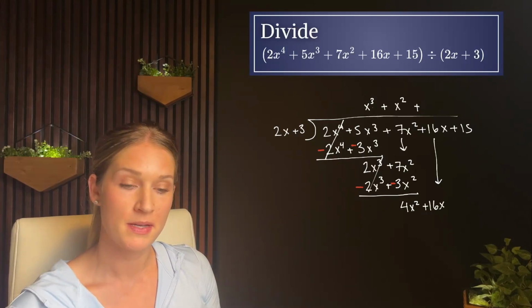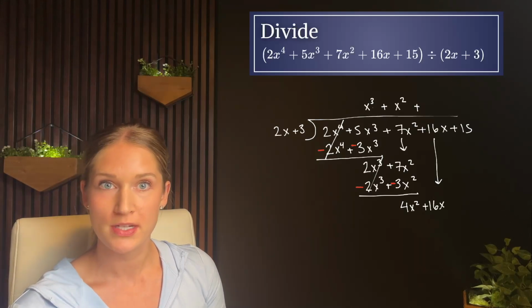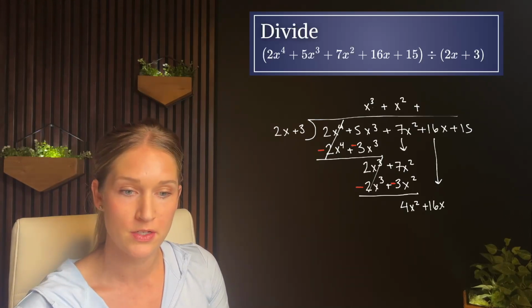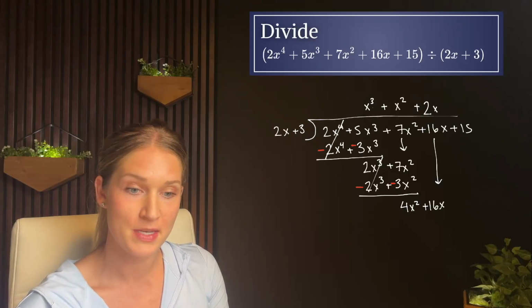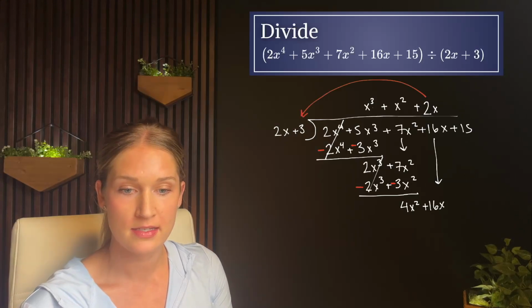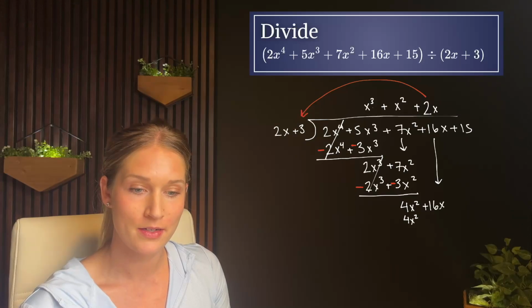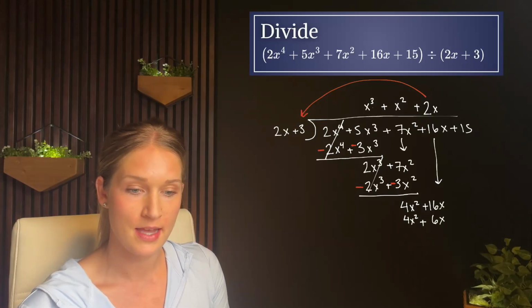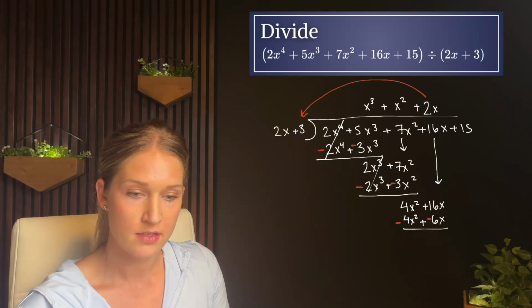2x, I need to multiply by something to get 4x squared. So looking at the coefficients, 2 times 2 gives me 4, so I know I need a coefficient of 2. And for my variables, x times x gives me x squared. So I need to multiply by a 2x. Then I take this and distribute down. 2x times 2x is 4x squared, and 2x times 3 is 6x. Then I distribute my negative to subtract everything, and I've got 10x, and I bring down the 15.